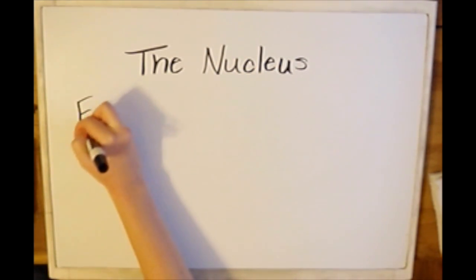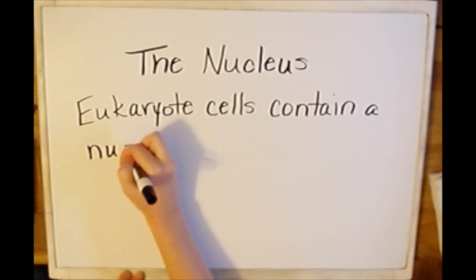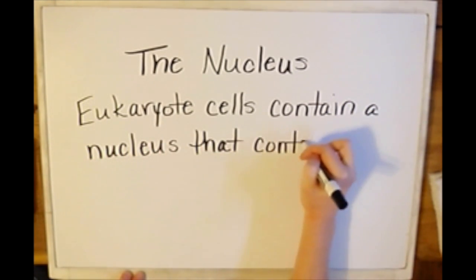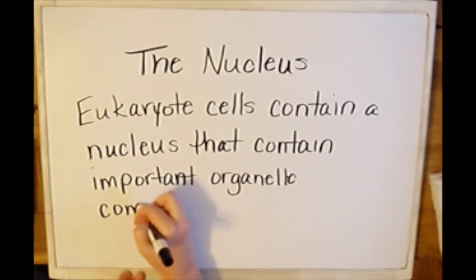So the nucleus, you've learned about this in your cell sheet. Eukaryote cells contain a nucleus that contains important organelle components and compounds required for cell replication.